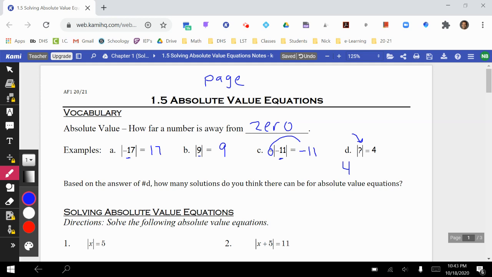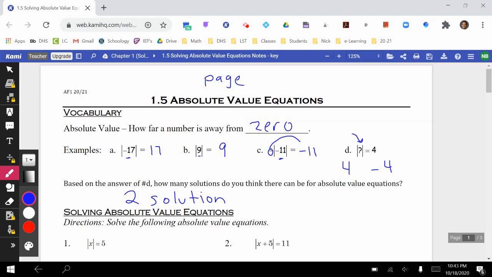Can you think of another number besides 4 that I can put in here that will also give me a +4? Did you guess -4? Because if so, that's correct. So I can put a 4 in there, and that will give me a 4. I can put a -4 in that absolute value bar, and it'll also give me a 4. All right, which is going to lead me to my next question. Based on the answer on number D, how many solutions do you think there can be for absolute value equations? That's right, we're going to have 2 solutions.